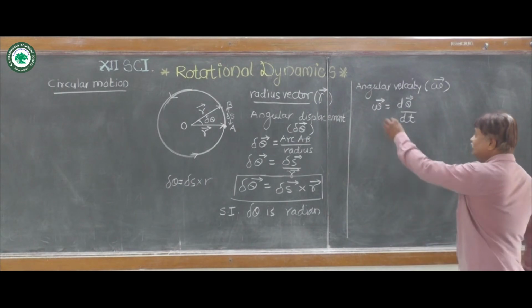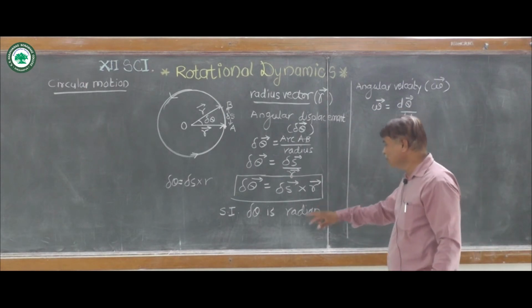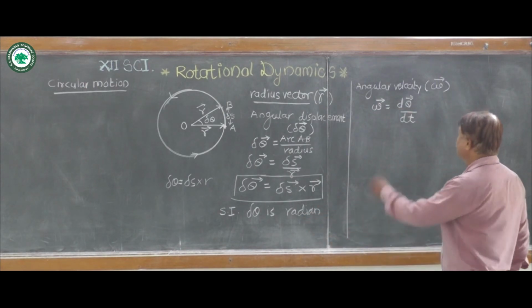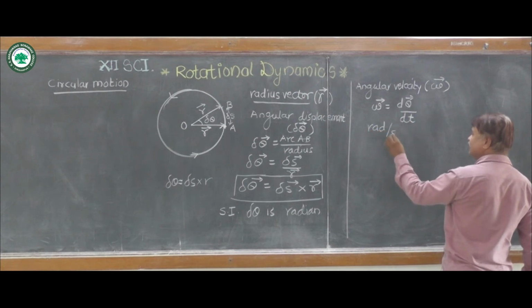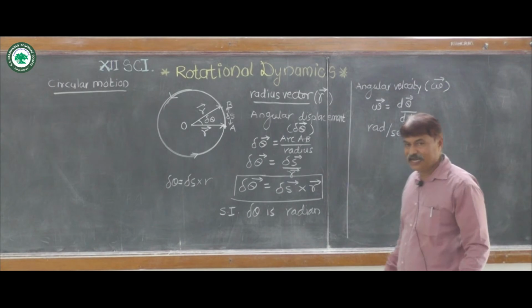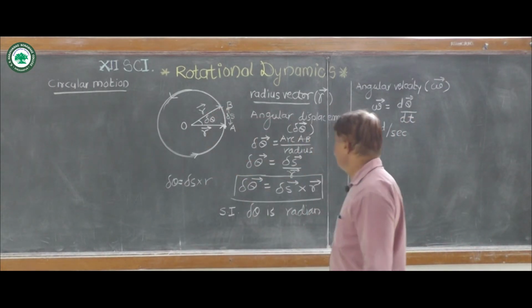Now, what is the SI unit of angular velocity? The SI unit of angular displacement is radian, so the SI unit of angular velocity is radian per second.